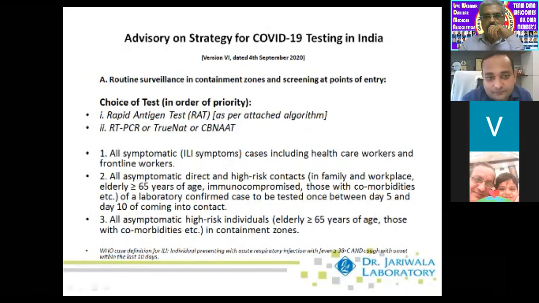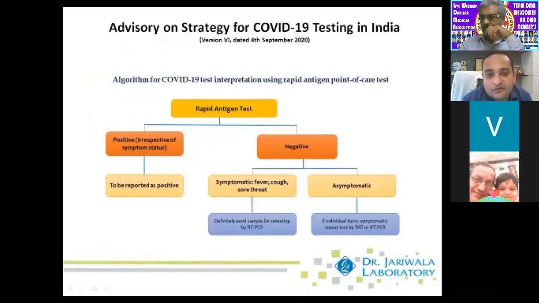Next slide. It tells us about the testing in non-containment zones. Okay, so before that, this is a strategy which has been adopted by the ICMR, that a rapid antigen test in a containment zone should be done for all individuals first. If the antigen is positive, even if the patient is asymptomatic, it is to be taken as positive and the patient has to be quarantined.